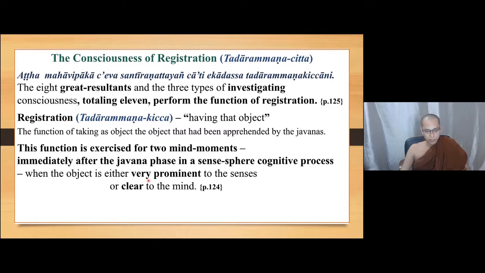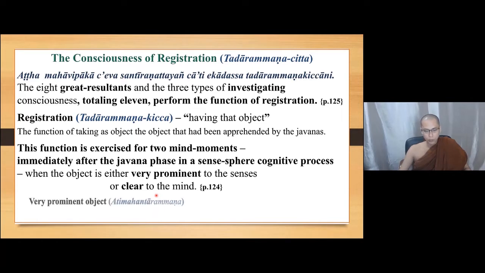Another piece of information: in the sixth cognitive process of the five sense doors, there are four types of objects according to the quality of the object. The very prominent, prominent, slight, and very slight, as already identified. The very prominent object has a longer lifespan, which allows the two mind moments of registration to occur. That is why the two mind moments of registration always arise with a very prominent object. And in the mind door process, it arises with a clear object. If it is an obscure object, there is no registration moment.